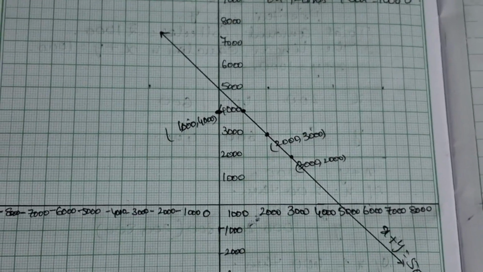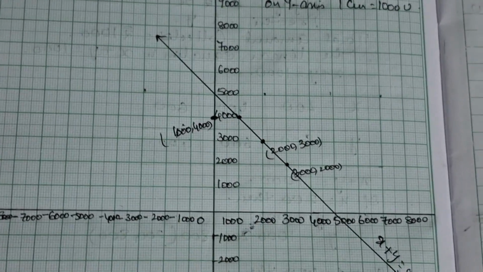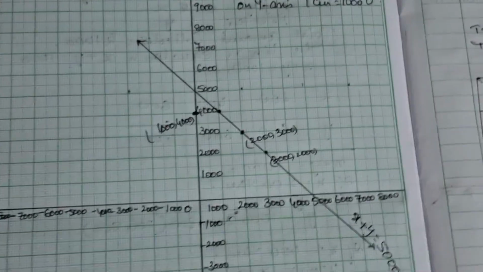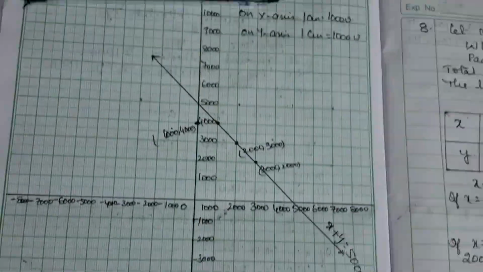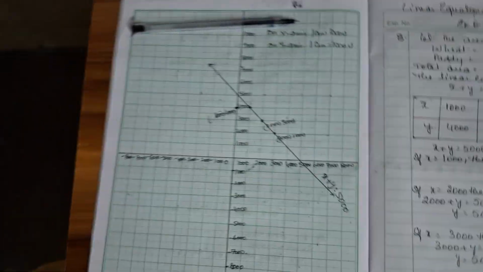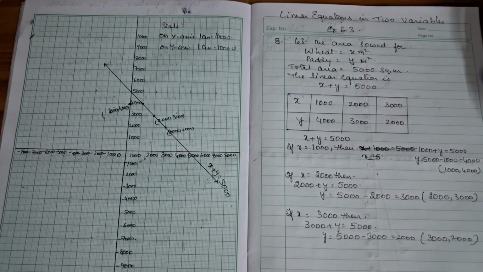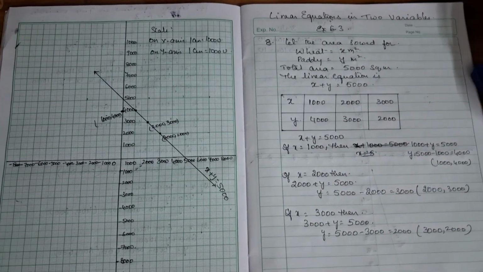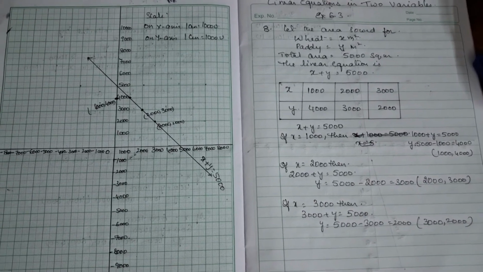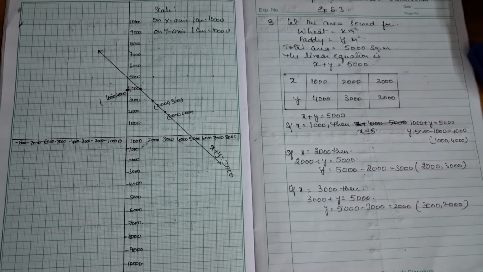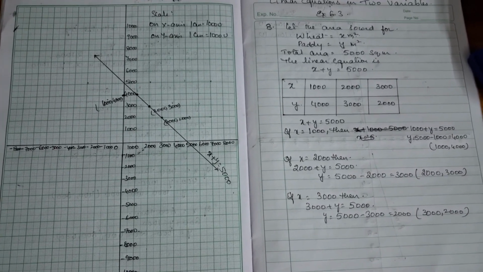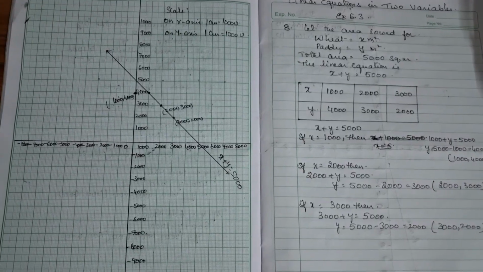Okay children, so this is the graph that you are going to get for this problem. You just need to make the equation and draw the graph for this equation. This is the one which you will be getting. Please do it in your graph book.